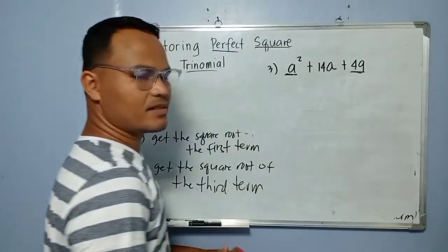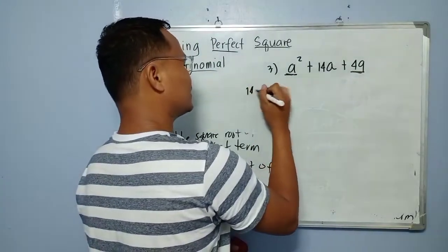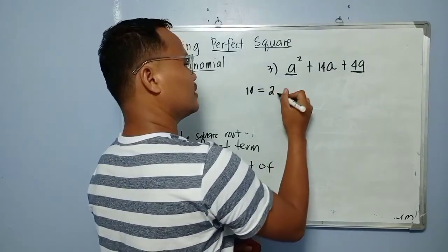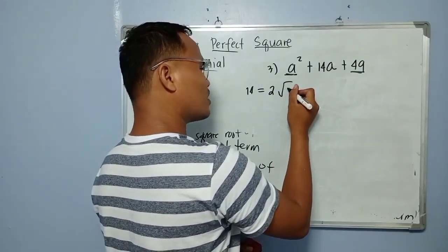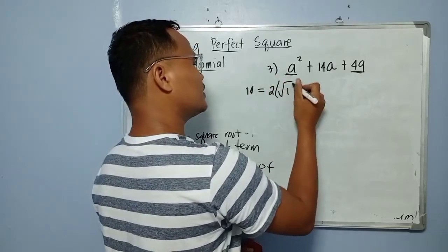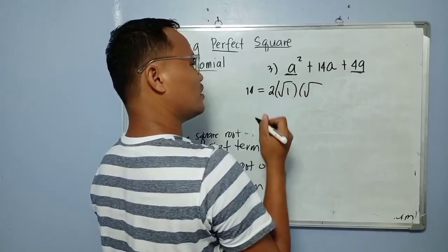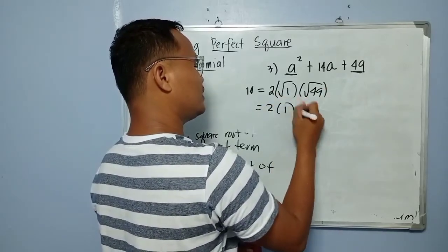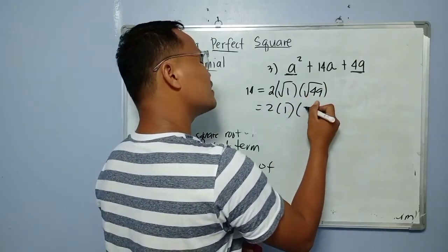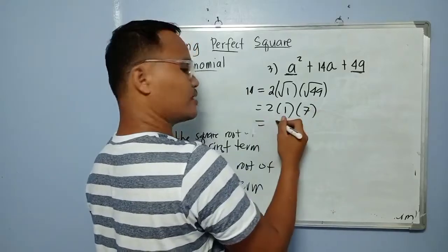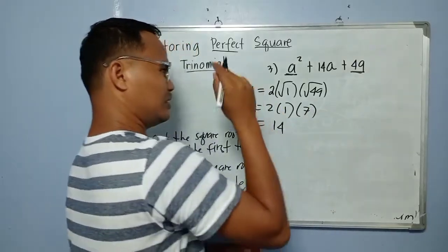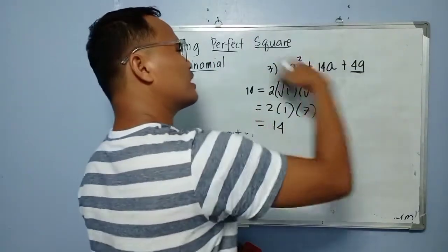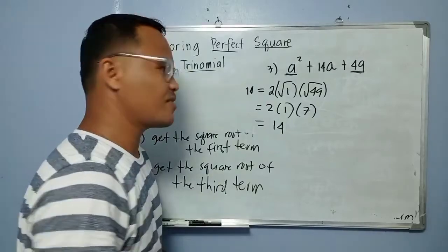How about the coefficient of the second term, 14? Is 14 twice the product of the square root of the first term times the square root of the third term? 2 times the square root of 1, which is 1, times the square root of 49, which is 7. Multiply, the result is 14. So the second condition is checked, and the first condition is checked. Therefore, this trinomial is a perfect square trinomial.